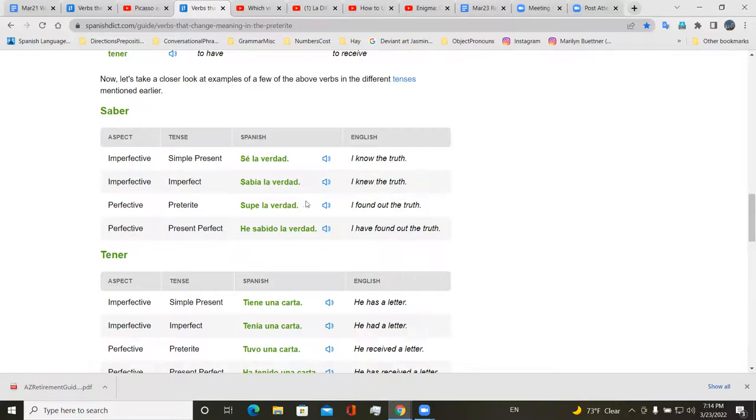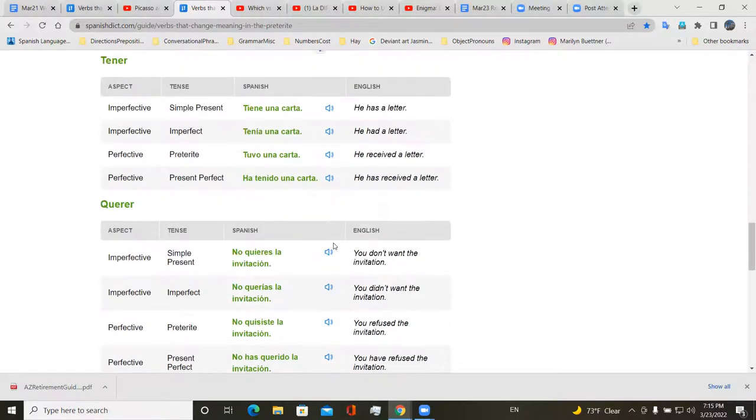Okay. So I haven't even really taught you saber in preterito because you don't hear it very often. If you're having a conversation, how often does somebody say, I knew, he knew, she knew, we didn't know, versus found out? You hear somebody knew something way more than you say found out. But the yo form for found out is supe. Supe. Okay. You won't hear it as much. This he sabido la verdad. You're not going to hear people saying that in conversation very much. Maybe if you're in Spain, but not in Mexico. Okay.